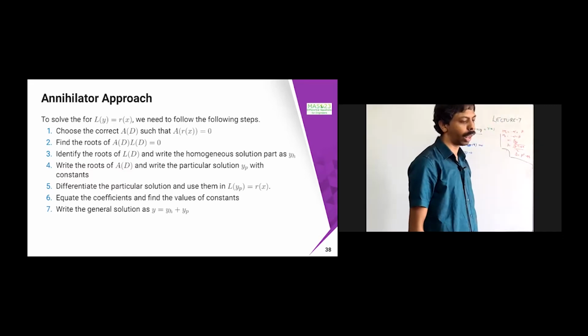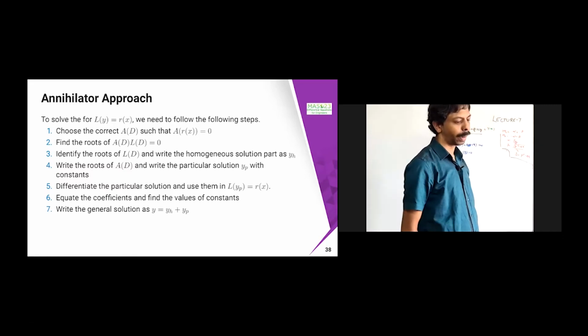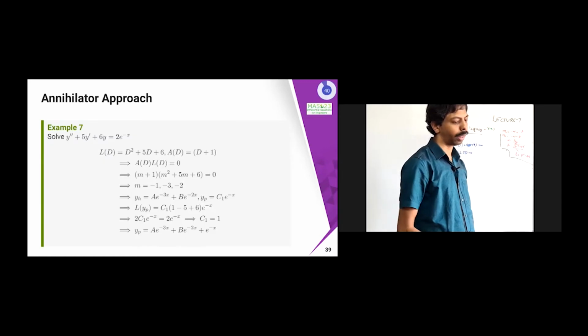Okay, L of D y_p equal to R of x. Use that, differentiate in the particular solution, and use the term, and then you can find the answer. So, for example, let us see this problem: y double dash plus 5y dash plus 6y equal to 2 e power minus x.